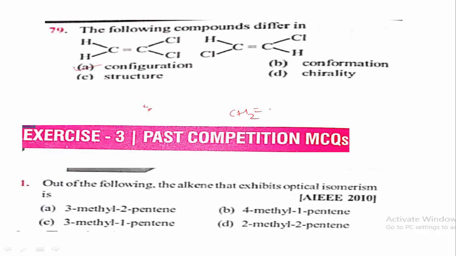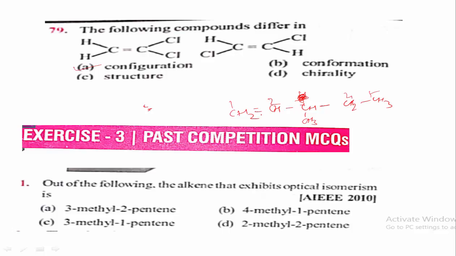CH2, CH, CH, I write both sides. Here CH3. Sorry, here no H. And here CH2, CH3. Is it right? This one is the 3-methyl pent-1-ene. 1, 2, 3, 4, 5. Yes, students, this is the structure of 3-methyl 1-pentene.